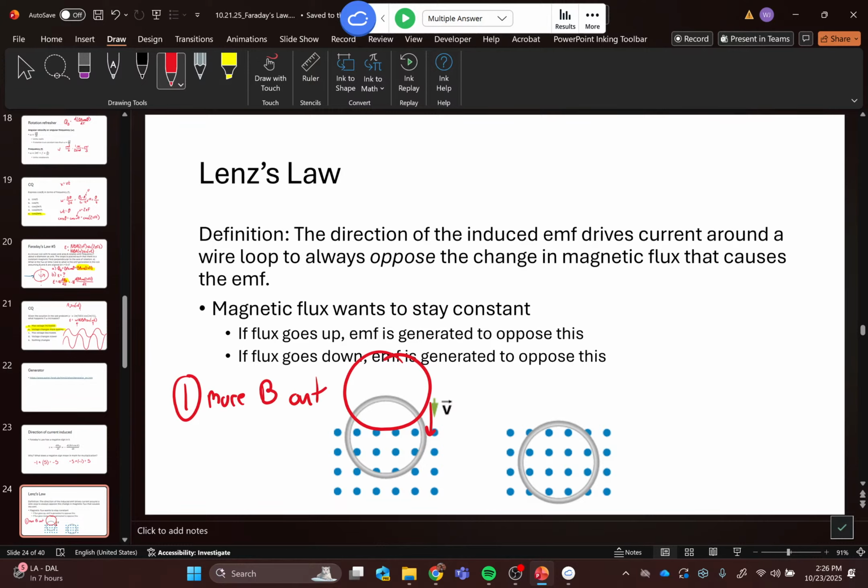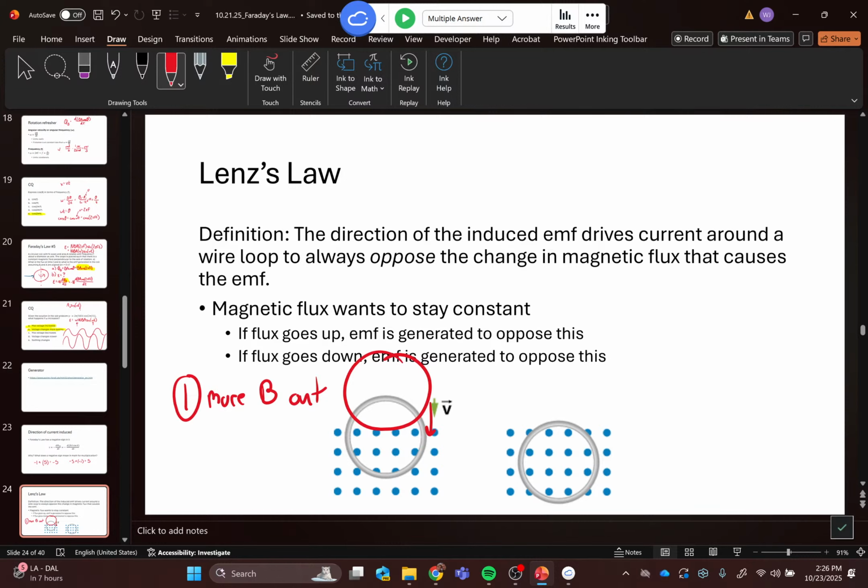This is the 3-step process. I'm going to show you the process written in words in just a second, but I'm getting more B out. I don't want that. That is Lenz's law. This is how the world works. I didn't make this decision. It's just how things work. I don't want more B out. That's what the loop is saying, if you personify it. So, how do I cancel out?